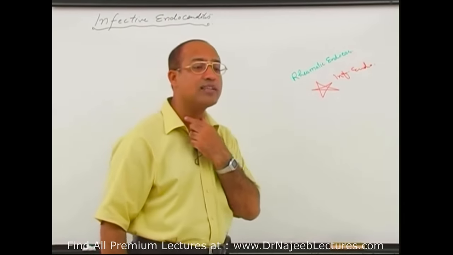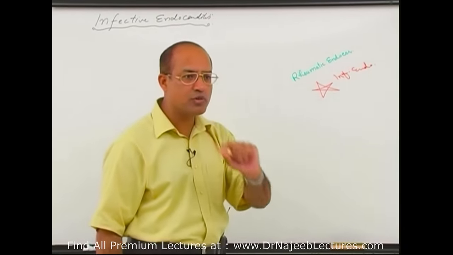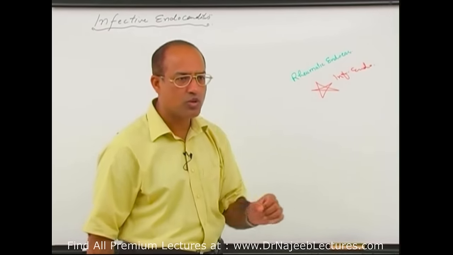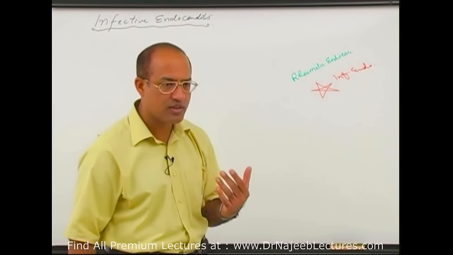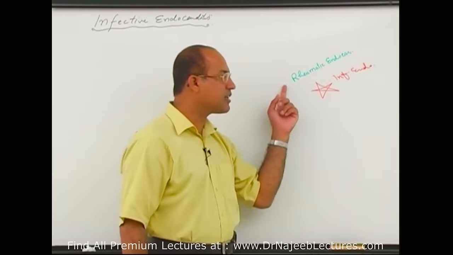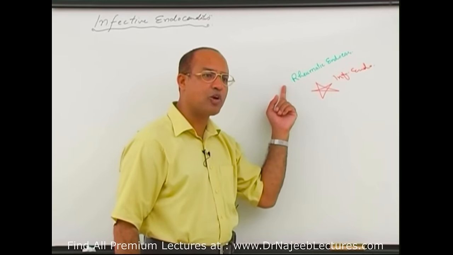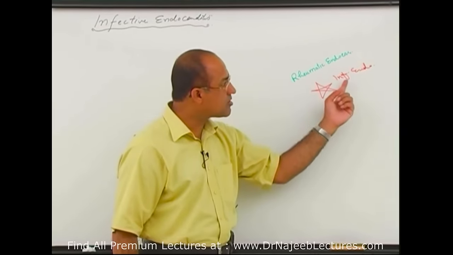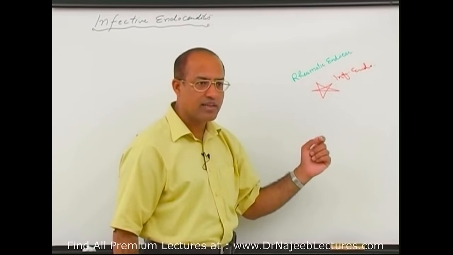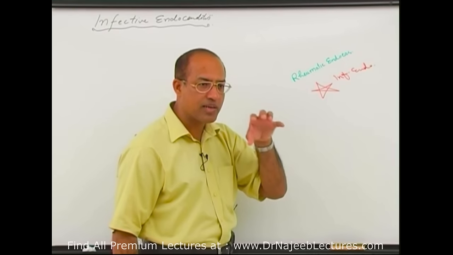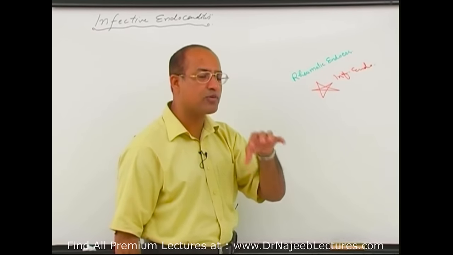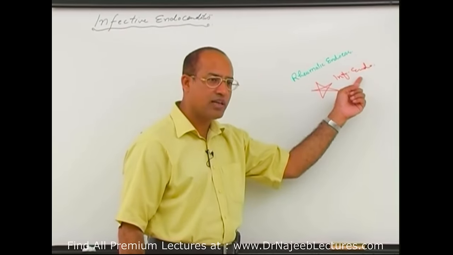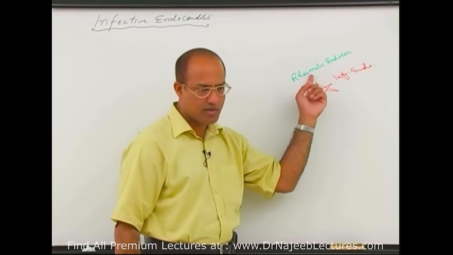Now look at how infective endocarditis and rheumatic endocarditis are different. In rheumatic endocarditis, there is a streptococcal infection initially in the throat, which triggers an immune response which cross-reacts against the patient's connective tissue, including the connective tissue of the valves, right? So in rheumatic endocarditis, there is immune-mediated attack on the endocardium. But in infective endocarditis, bacteria or microbes are directly present within the endocardium and multiplying and damaging it. So this is microbiological inflammation and this is immune-mediated inflammation.